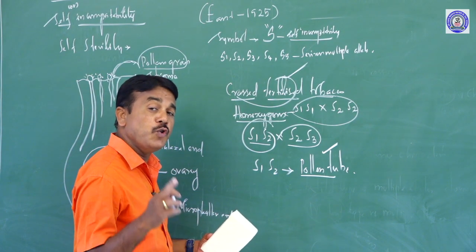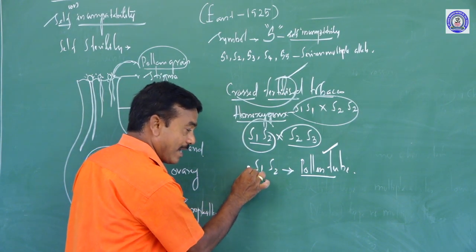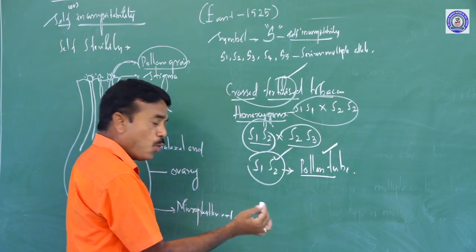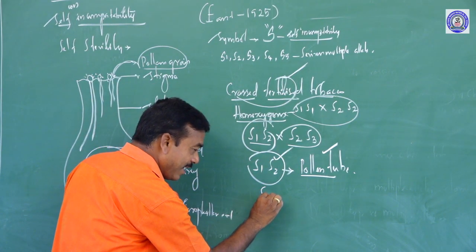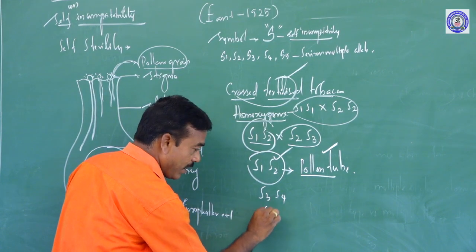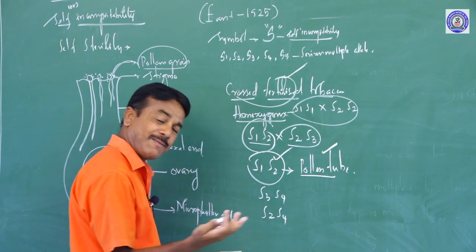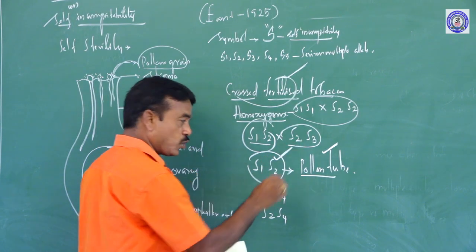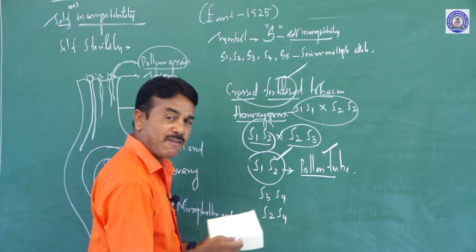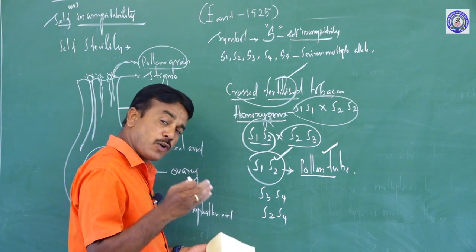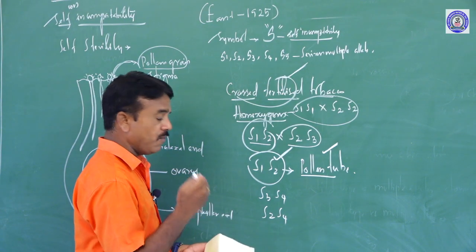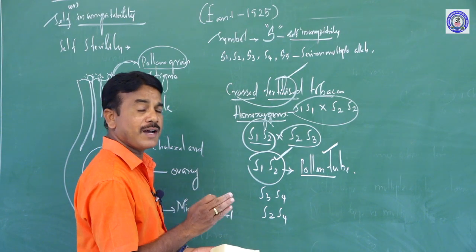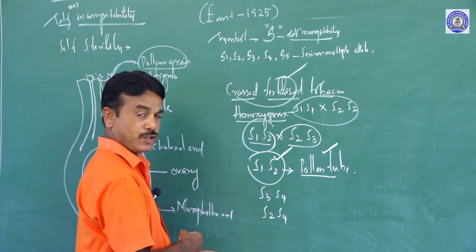But what is responsible for producing pollen tubes? If you are crossing other than S1, S2, it may be S3 and S4, S2 and S4, whatever it may be. If you are crossing S1 and S2, the pollen tube will not be developed. The pollen tube develops well and is more effective if you cross other than S1 and S2.